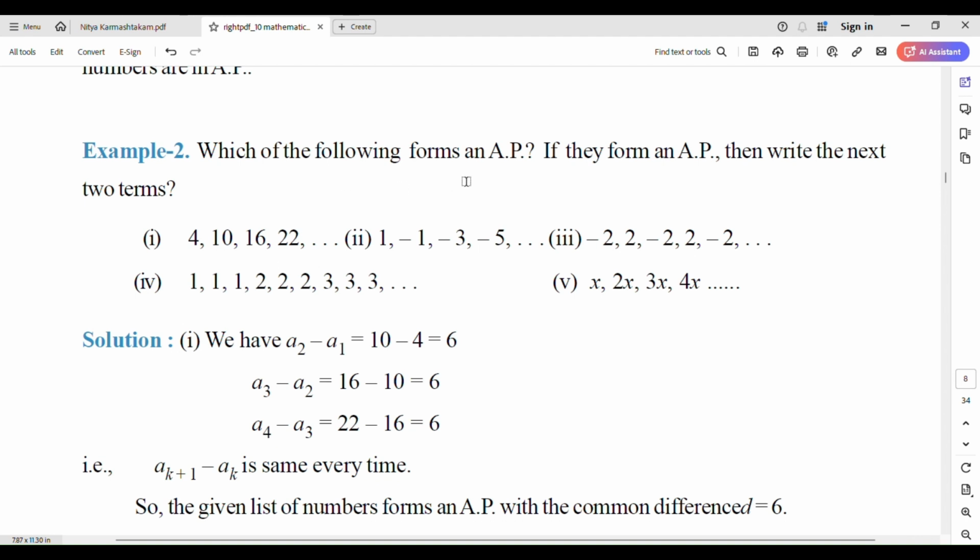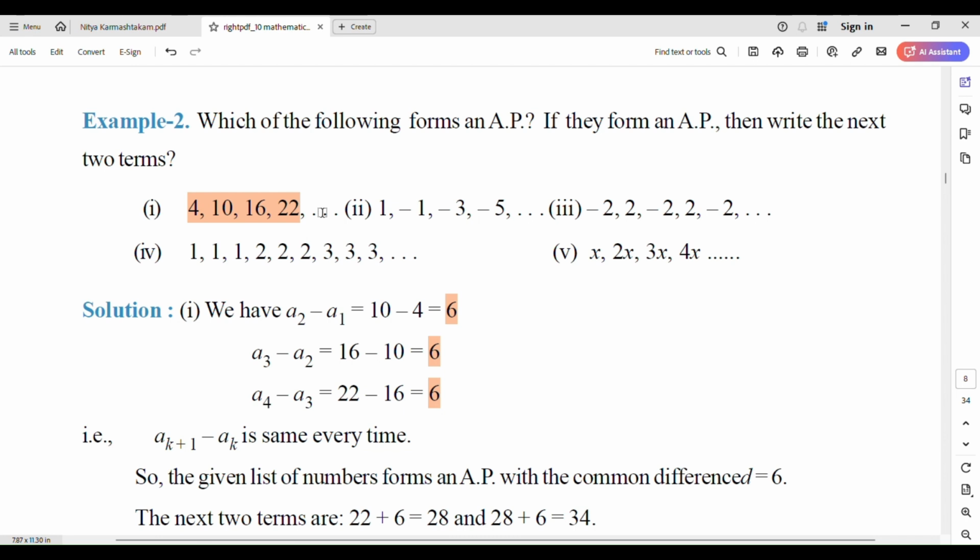Okay, next example, which of the following forms an AP? If they form an AP, then write the next two terms. Okay, let's see. 4, 10, 16, 22. The common difference is 10 minus 4, 6; 16 minus 10, 6; 22 minus 16, 6. So the common difference is 6 for all, which means it is in arithmetic progression. And the next two terms are basically 22 plus 6, that is 28, correct? And 28 plus 6, 34. So 28 and 34. Okay.